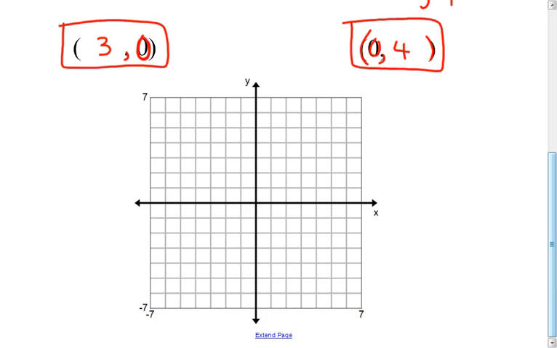All right, so now I will plot those 2 points. (3, 0) on my x-axis would be 3 to the right and not up or down at all. (0, 4) would be not left or right, but up 4. And there are my 2 intercepts, and I can connect those dots and make a line.